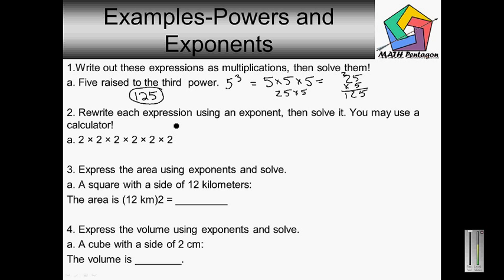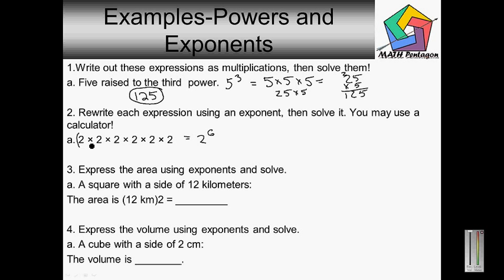Okay, the next one is telling us to rewrite each expression using an exponent and then solve it. You may use a calculator. So we have 1, 2, 3, 4, 5, 6 twos. So it would be 2 to the 6th power. That's how you write it out using an exponent. Now we've got to solve this.